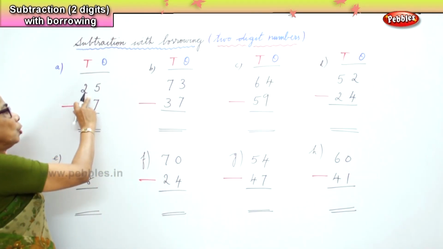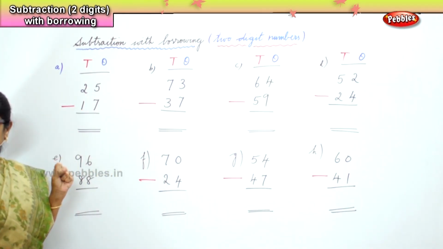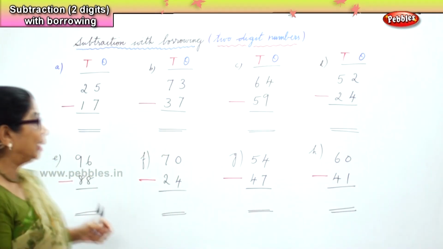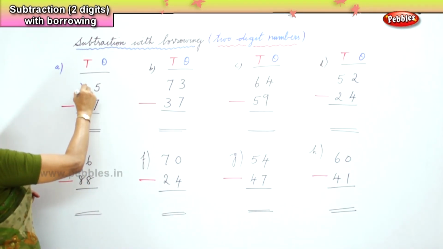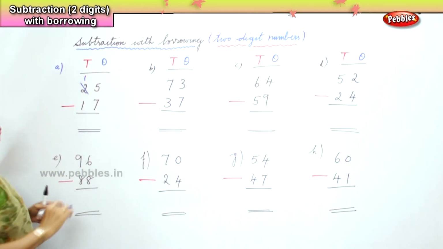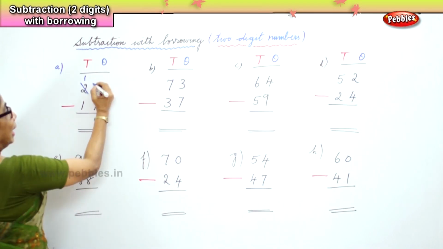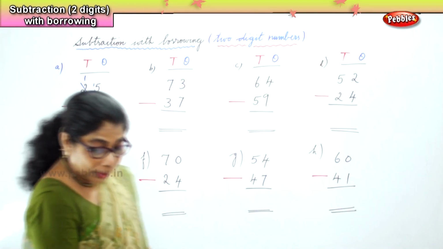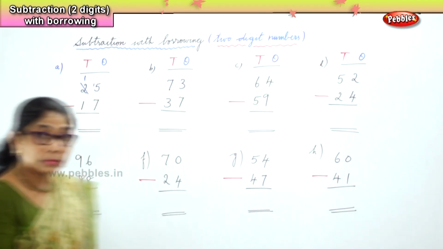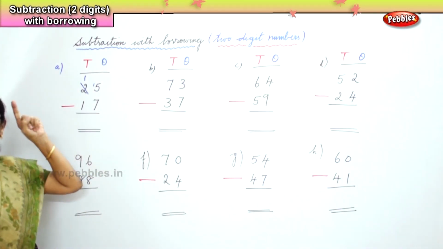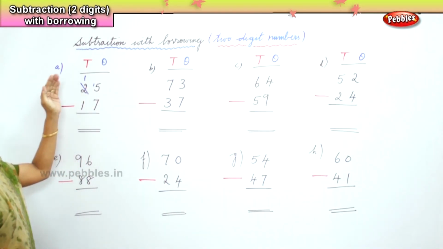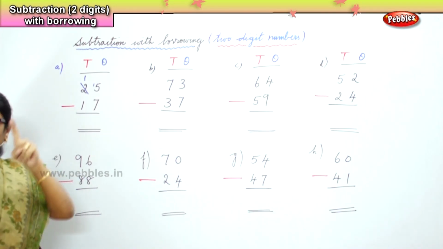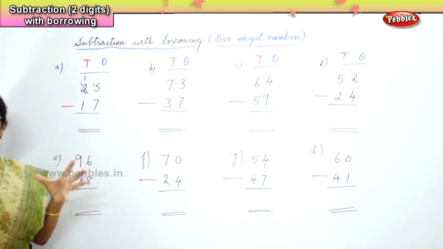Therefore, we borrow 1 from the tens place. Now, when we borrow from the tens place, you put a line and you put 1, because 1 we took away, and then you get here 15. We are taking away the 1 ten from the tens place. We are bringing the 10 to the ones place, so that 10 plus 5 is 15.